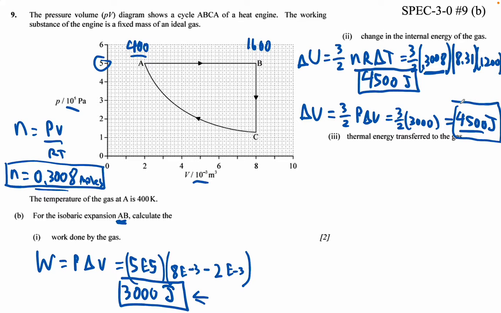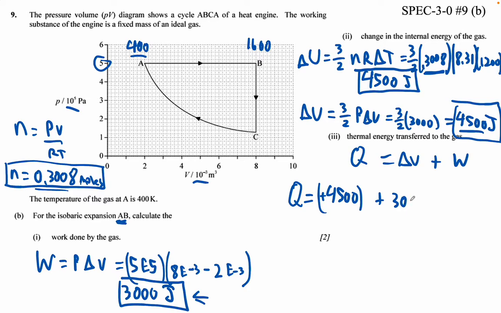So now the final thing is, what's the thermal energy transferred to the gas? That's Q, a synonym for Q. So remember, Q is delta U plus work. So do you suppose we're going to add this number to that number? Okay, so delta U is positive 4,500, and then the work is 3,000. Do you want me to explain this any further? Is that 7,500 joules?